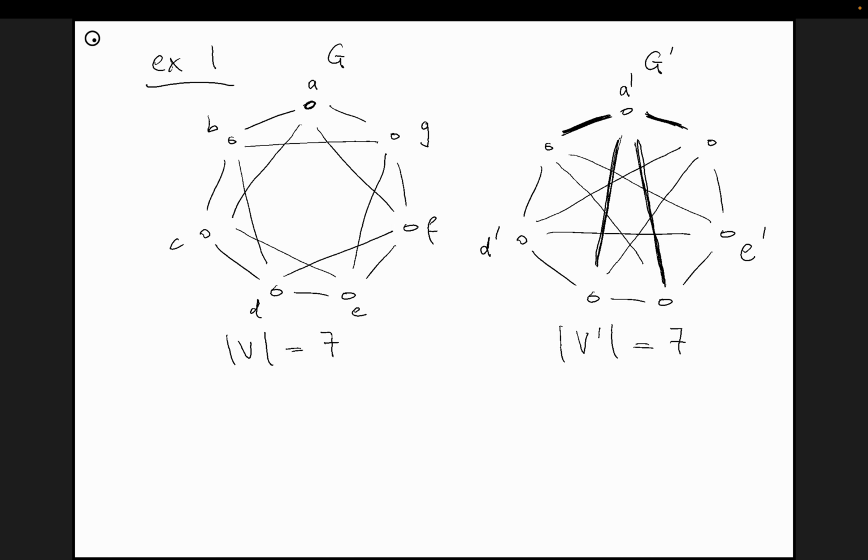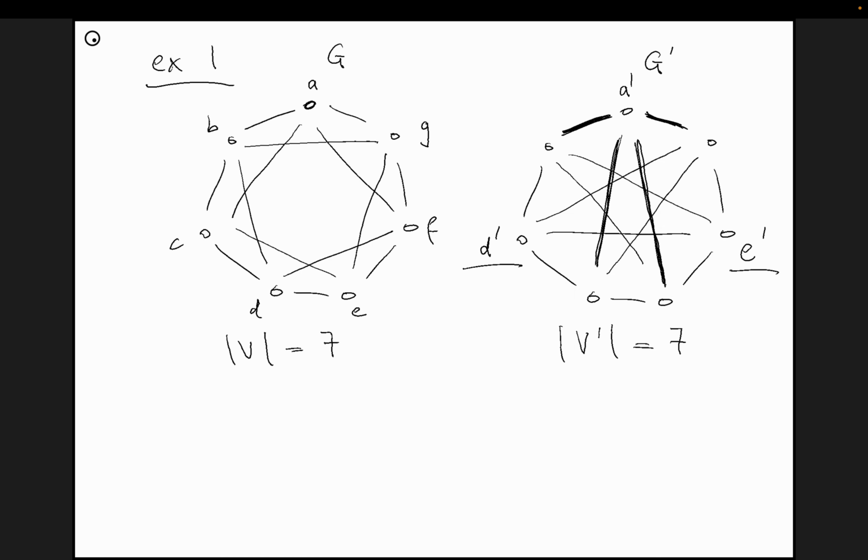So again, just the explanation why D prime is that and E prime is that. In G, A is not connected to D and E, so A prime must not be connected to D prime and E prime in G prime. So therefore, this right here has to be D prime or E prime, and this right here has to be E prime or D prime.